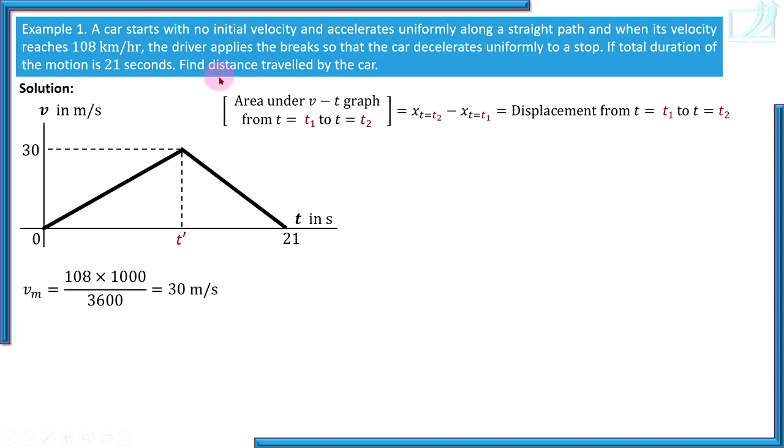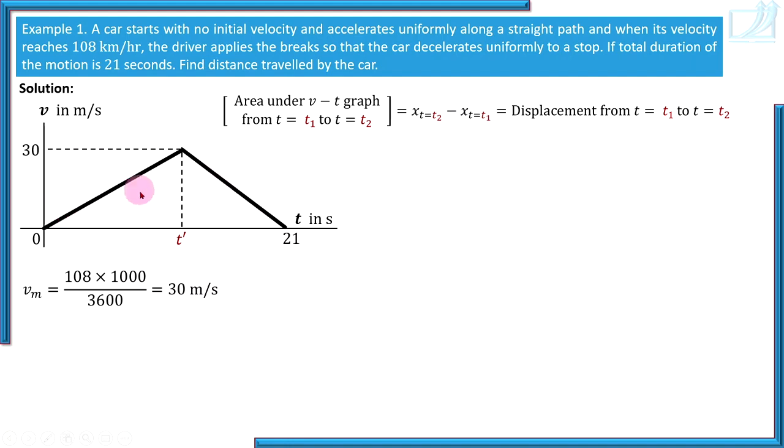That is, if distance travelled is asked, you should check whether the particle changes its direction of motion. If the particle does not change its direction of motion, distance travelled is equal to the magnitude of displacement. Now in this case, the particle does not change its direction of motion. Just one glance at this diagram is enough to know that.